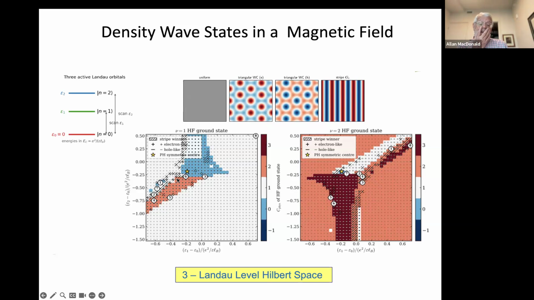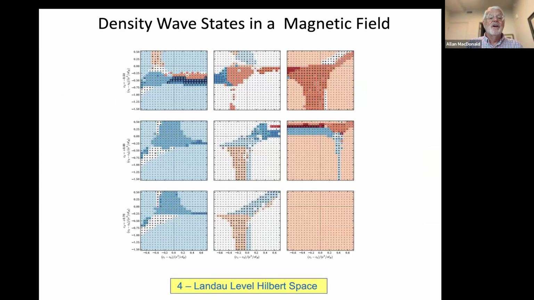Yeah, so none of these states have actually been seen. I think that the reentrant integer quantum Hall states I pointed to are related to this one.